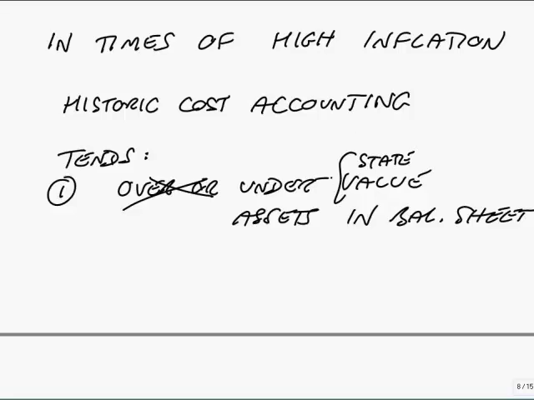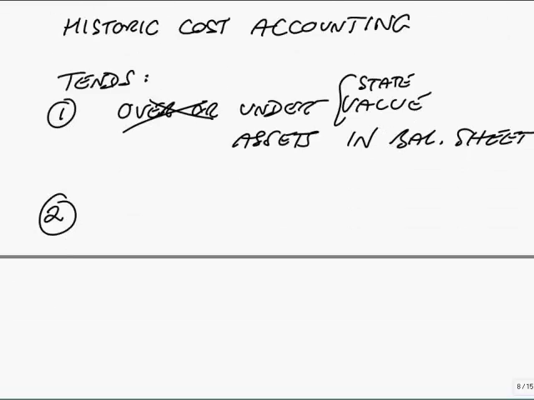Now there's one more bit to this, but is that bit clear to everybody? It obviously is to Irina. Is it clear to you, Liga? Yes. Oksana? Yes? Agita? Yep. What about this though? In times of high inflation, historic cost accounting tends to undervalue assets in the balance sheet. It also tends to over or understate profit in the income statement.